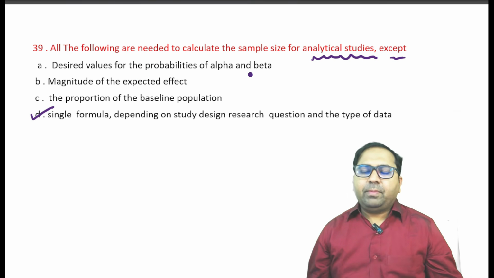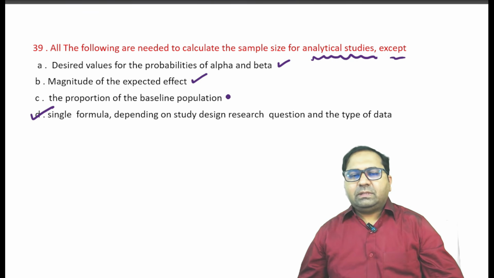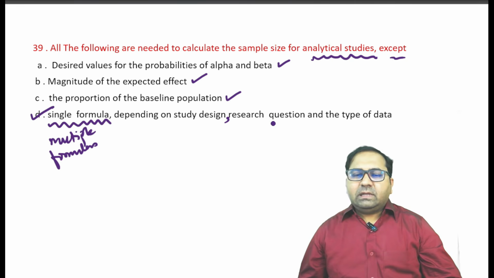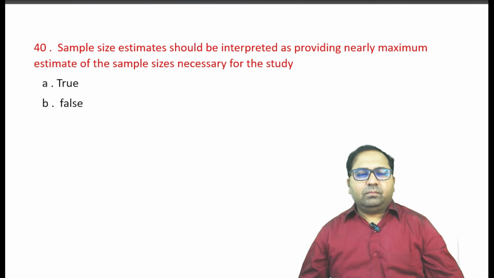Desired values for probabilities of alpha and beta, yes, this is a correct statement. Magnitude of the expected effect is also a correct statement. Proportion of baseline population, yes, you need to know. But a single formula depending on the study design, research question and the type of data is not. You will have different formulas. You will have multiple formulas actually, depending upon the study design, research question and the type of data. So this is the answer for this question.